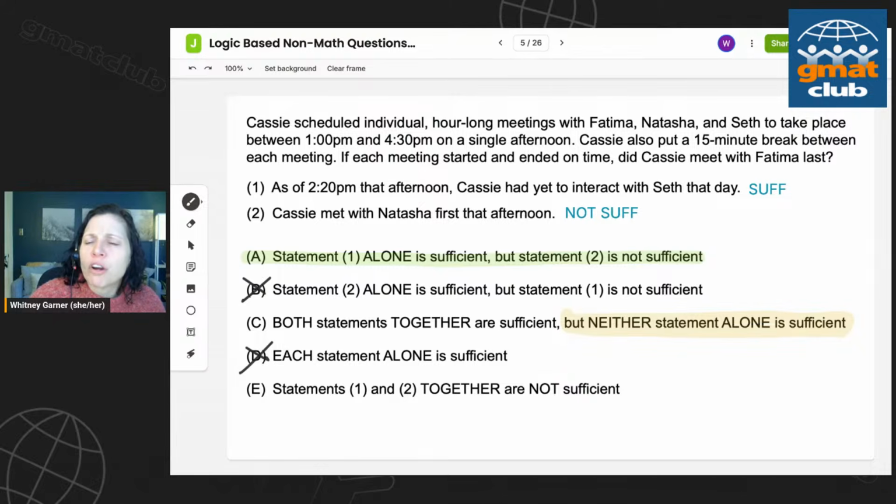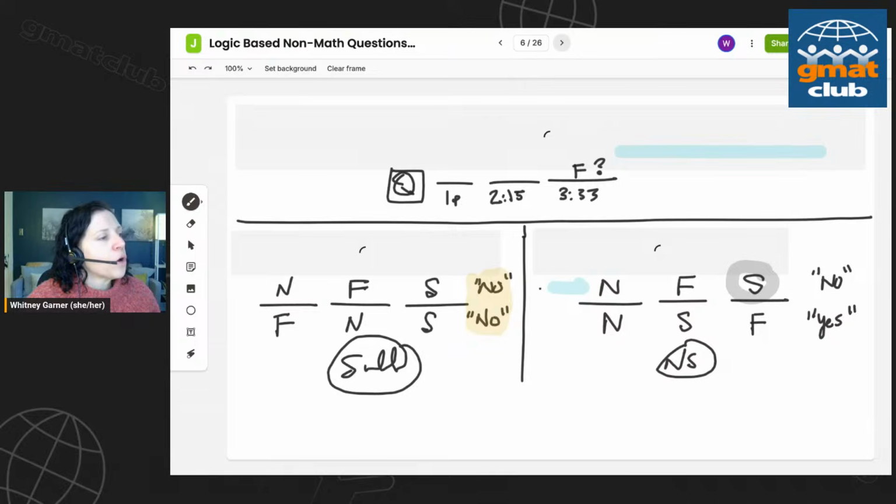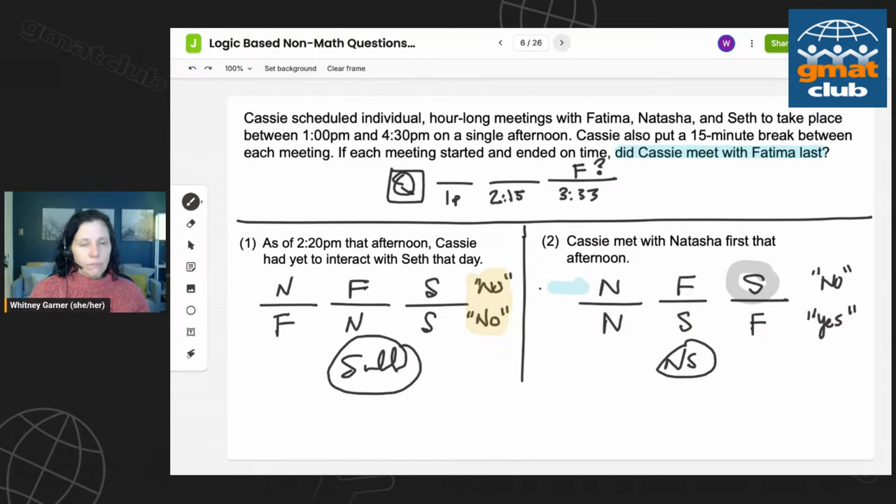You want to let me know which part of it more specifically? Yeah, for statement 1. Sure. So note that statement 1, if Cassie hasn't interacted with Seth that day, when does Cassie have to meet with Seth? She hasn't interacted with Seth by 2:20. When must her meeting with Seth be? And I'll ask the crowd, do I have that right in my schedule that her meeting had to be at 3:30?